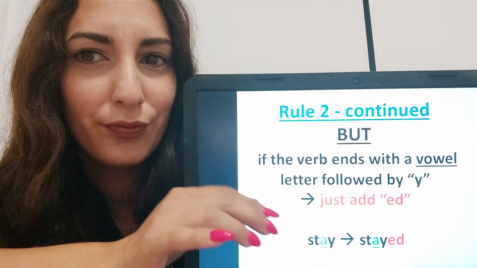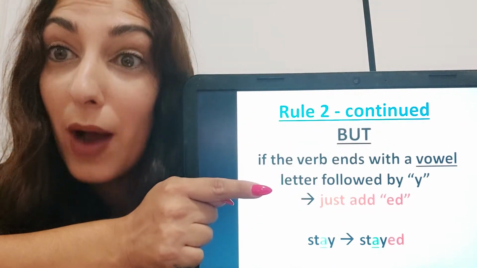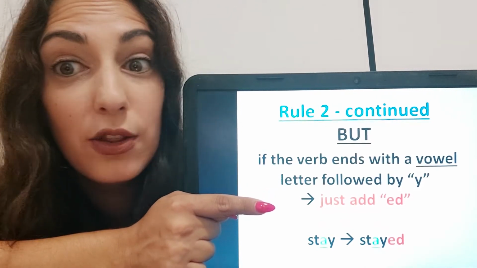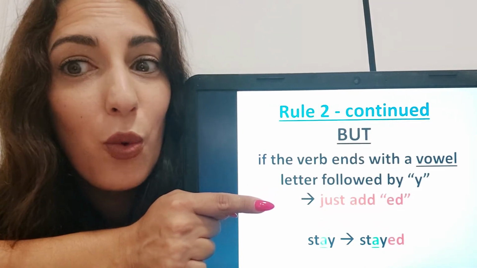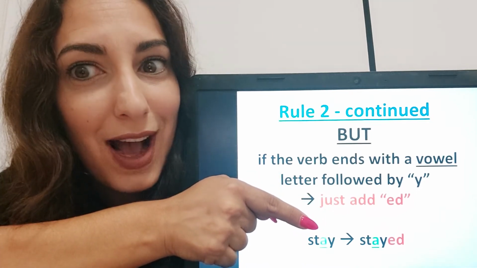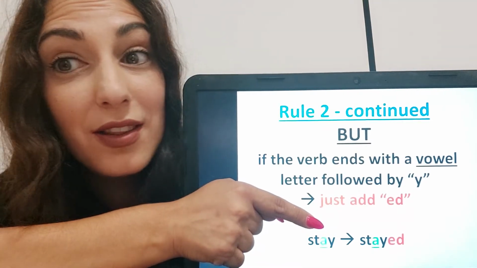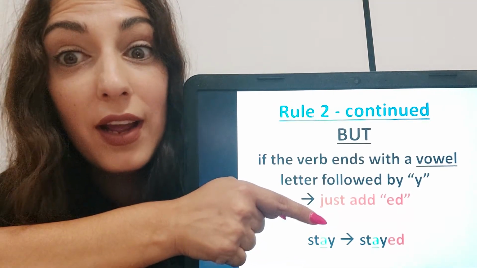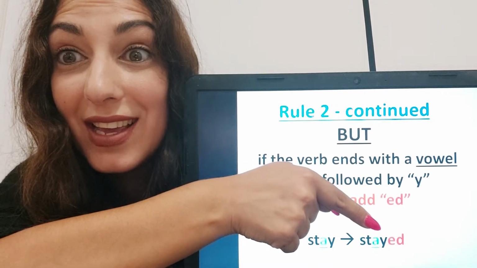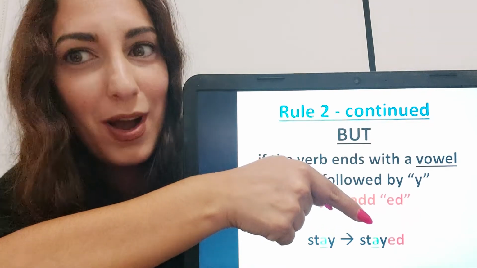But if the verb ends with a vowel followed by a Y, we just add E-D, we don't delete the Y. So always look at what comes before the Y. So stay, look, A is a vowel, and it's followed by Y, so I can't delete the Y. I just add ED, so the Y stays because A is a vowel. Okay, so bear that in mind.